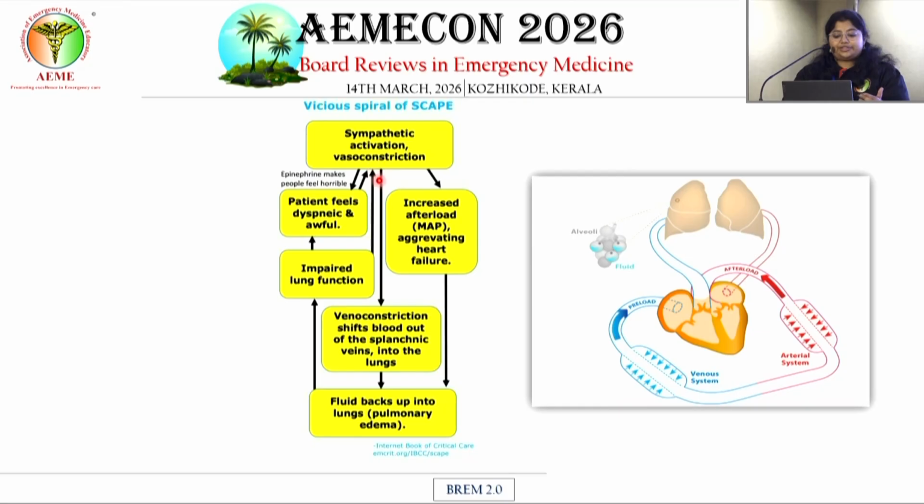On the other spectrum, there is venoconstriction also. This shifts blood from the splanchnic circulation out into the lungs. And both of these, causing pulmonary edema, result in impaired lung function. And this patient feels very dyspneic and awful. And when the patient feels dyspneic and awful, it results in further sympathetic activation and vasoconstriction, hence causing this vicious cycle. So in order to treat patients with SCAPE, this is a cycle that we should break.